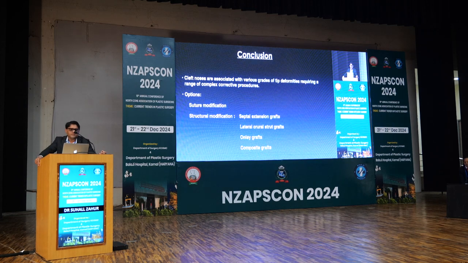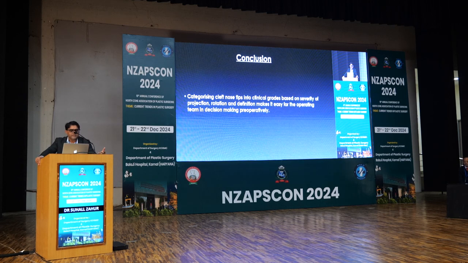So to conclude, in cleft noses we get various types and grades of deformities. For milder situations, we can manage with sutures. But with the worse, moderate and severe deformities, we require structural modification in the form of septal extension grafts, lateral crural strut grafts, and composite grafts. Categorizing these cleft noses into various grades makes it easy for us to plan such cases. Thank you very much.